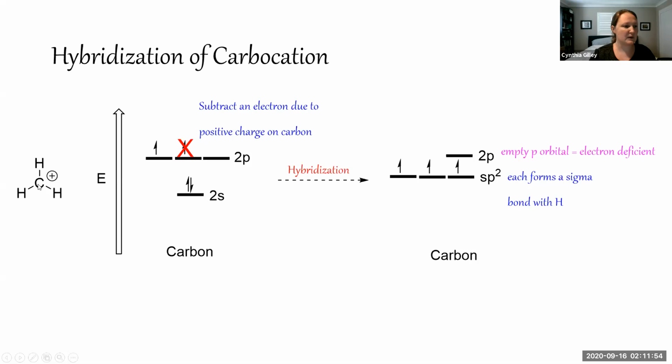And because it's making 3 sigma bonds, in this case all to hydrogen, it needs to hybridize to sp2, which means it'll hybridize its 2s and 2 of its 2p orbitals to form the 3 new sp2 hybridized orbitals. That will leave one of the 2p orbitals remaining unhybridized. There's only 3 electrons because we subtracted one, so we're only able to put 1 electron in each of the sp2 hybridized orbitals. Each of those will be used to combine with an electron from hydrogen's 1s orbital to form the 3 sigma bonds with hydrogen. That leaves the 2p orbital empty.